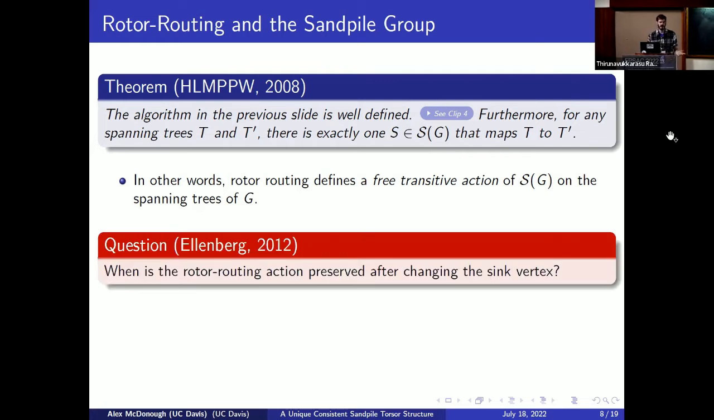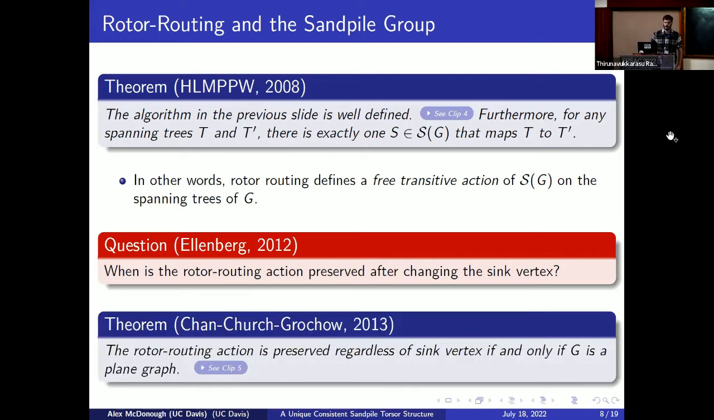So this led to a question on Math Overflow by Ellenberg, who asked, when is the rotor-routing action preserved after changing the sink vertex? So if we chose a different sink, how would that adjust this rotor-routing action? And it turns out there's a wonderful answer to this, proven by Chan, Church, and Grochow, which is that this rotor-routing action is preserved regardless of the sink vertex if and only if G is a plane graph. So this is where it's important to work with plane graphs and not just ribbon graphs.